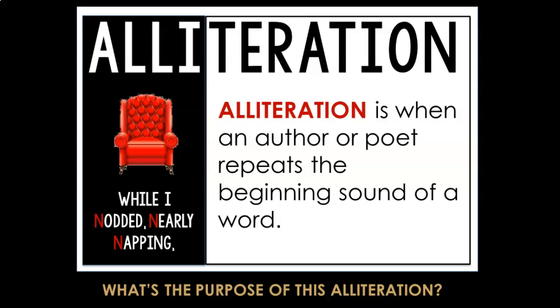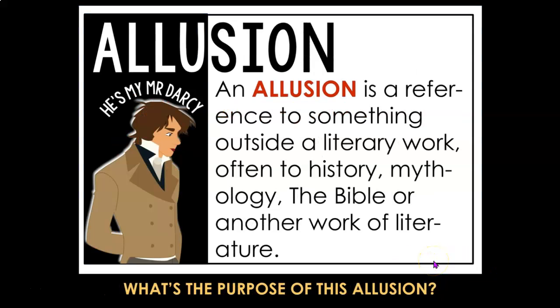Our first type of figurative language is alliteration. Alliteration is when an author or poet repeats the beginning sound of a word. While I nodded, nearly napping. What's the purpose of this alliteration? It lulls us in with the narrator. All those N sounds at the beginning of the words blend together, and it pulls us along like we're sleepy and we're just going with the flow. Again, alliteration is when you're repeating the beginning sound of a word.